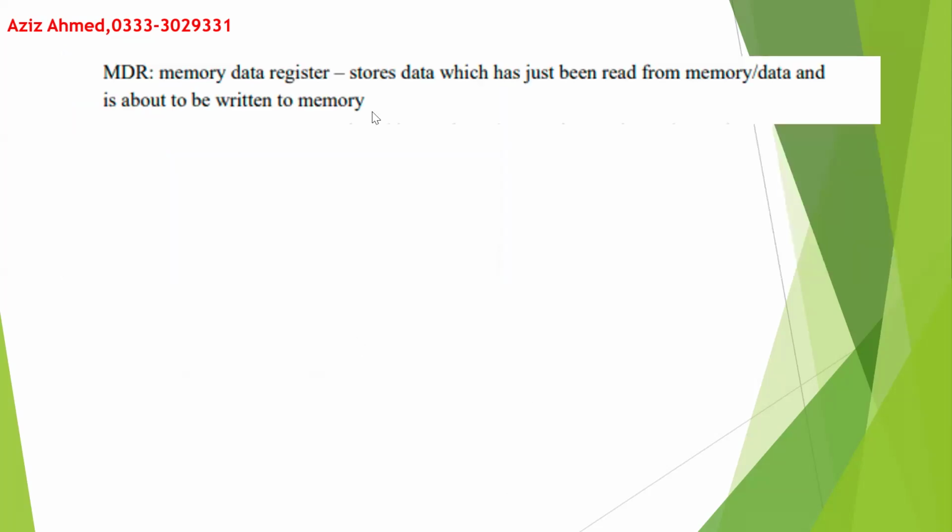How to give the answer? First, you give its full name, then the function of the MDR. It stores data that has just been read from memory, or data that is about to be written to memory. You have to use the words read or written regarding memory. Got it?